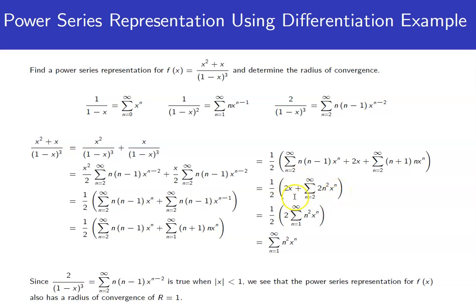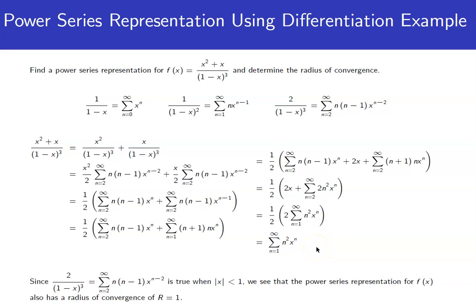This one fits that same pattern if n is equal to 1, right? Because if I put in 1 here, I get 2x. So these two terms together are the same thing as the sum from 1 to infinity of 2n squared x to the n, and all I've done is factor out the 2 in front, and now the 2's cancel, and we get the sum from 1 to infinity of n squared x to the n.